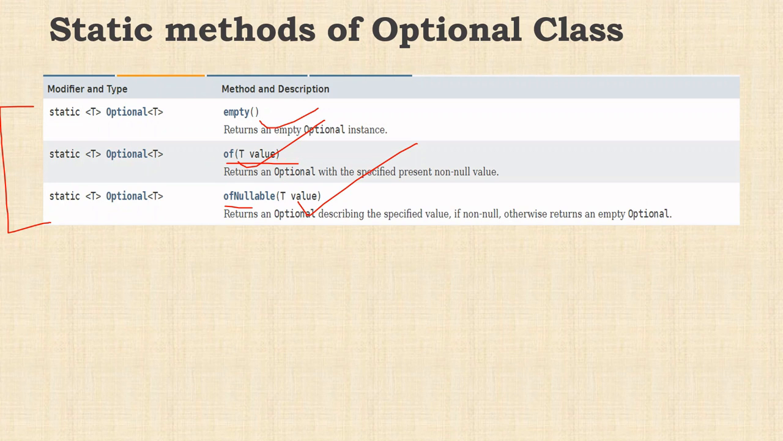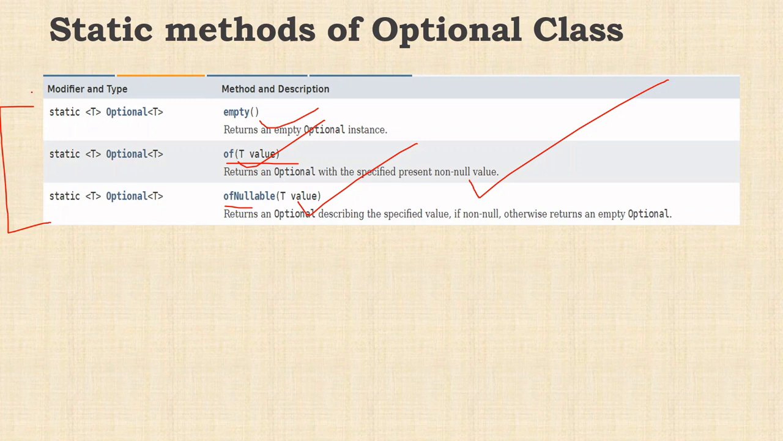Of returns an Optional with the specified present non-null value. That means you will not get null. In the scenario where there is a possibility that you can get null, you should use the ofNullable method. And empty returns an empty Optional instance.